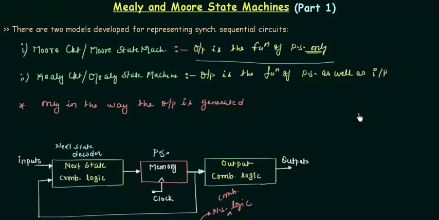It's very easy. The only thing you have to remember is that the output is a function of the present state only, and the present state is stored in the flip-flop, our memory block. So it's very simple, nothing to worry about, and we will see the Mealy state machines in the next presentation.